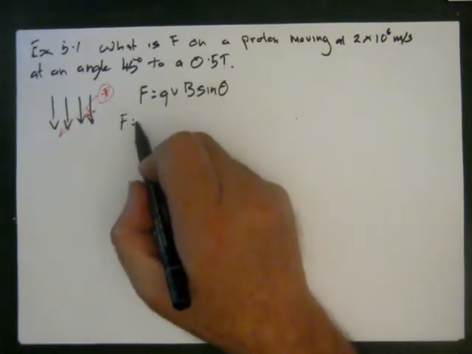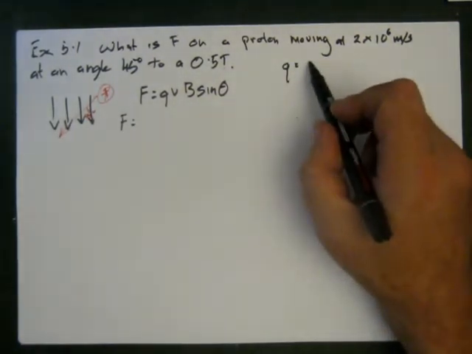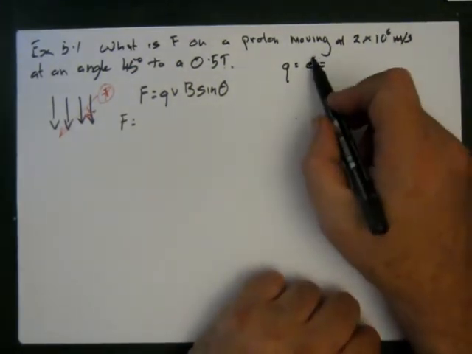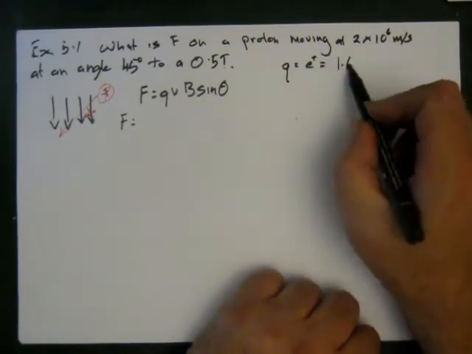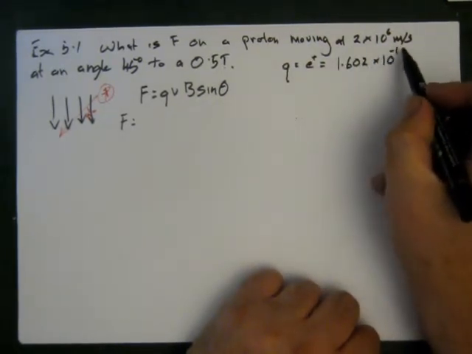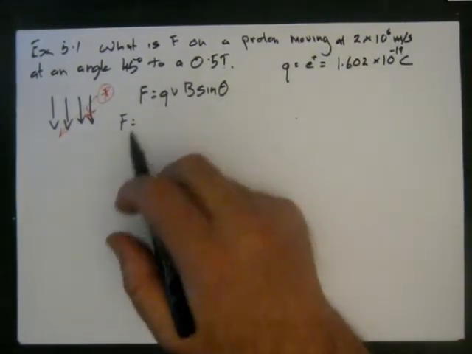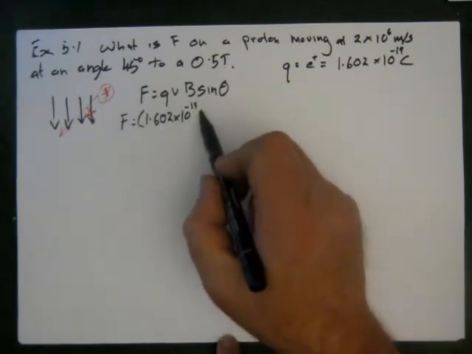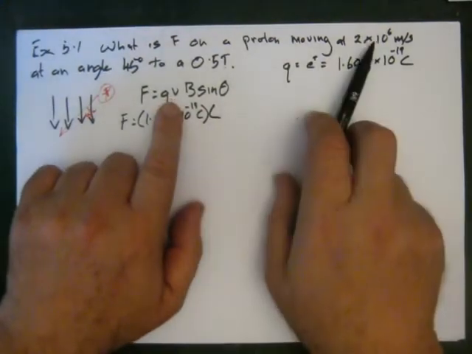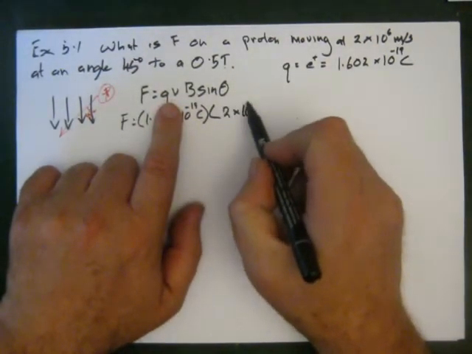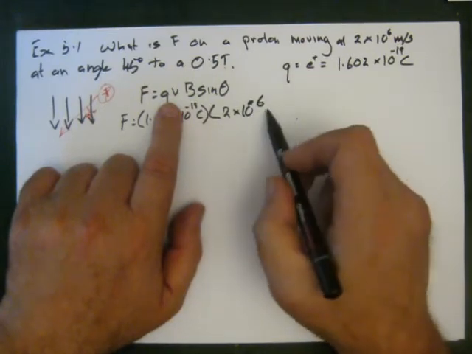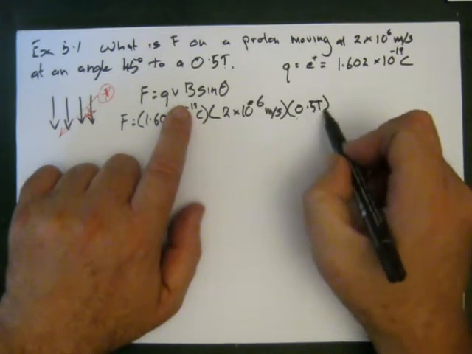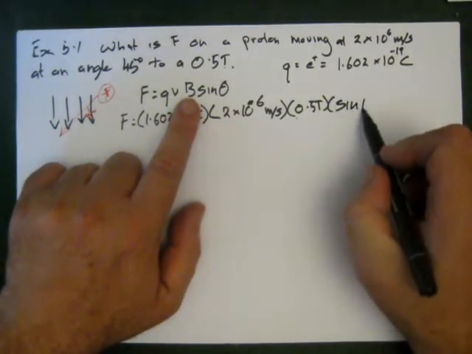Q is equal to e, the elementary charge, which is plus e, equal to 1.602 times 10 to the negative 19 coulombs. So we write that down there. We know the velocity is 2 times 10 to the positive 6 meters per second. We know the magnetic field is 0.5 Tesla. We know the angle is sine 45 degrees.